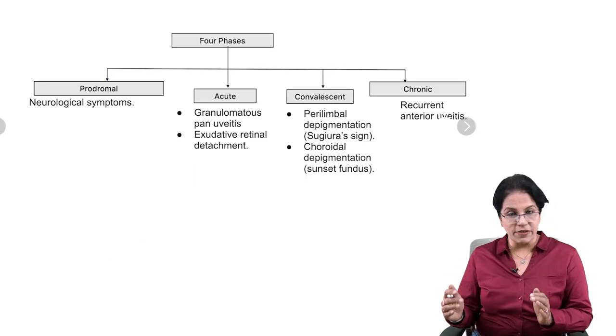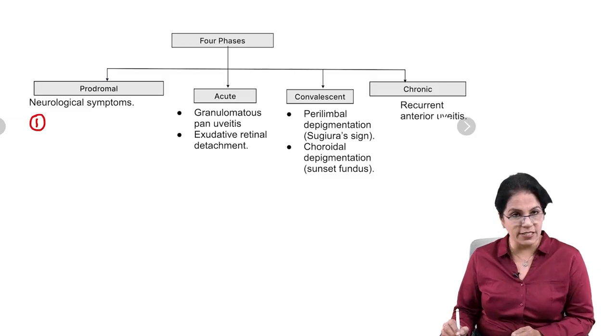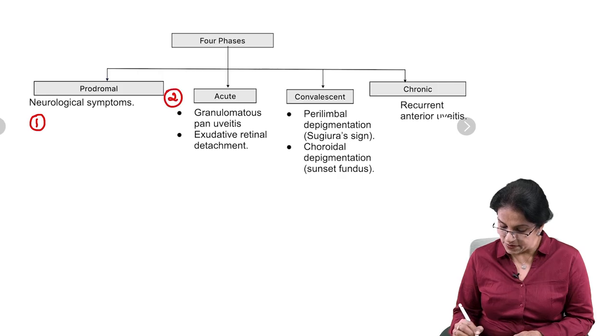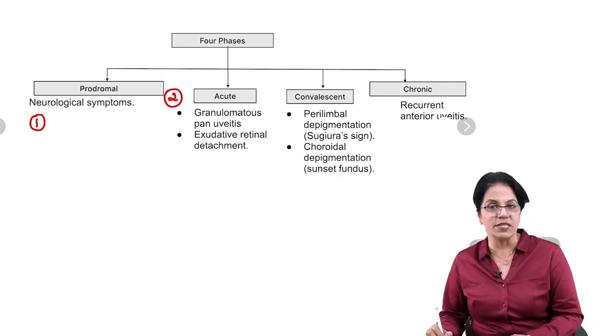So these are mainly the 4 stages or phases of the disease, right? So a quick recap, what did we learn? 4 phases. First was prodromal with neurological features. Second is acute uveitic stage where you get a granulomatous panuveitis and exudative RD.